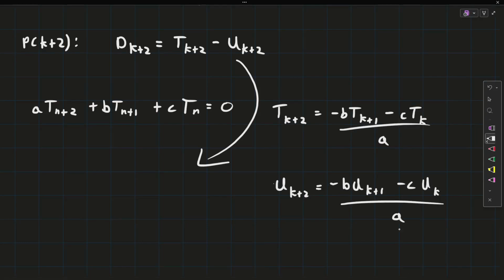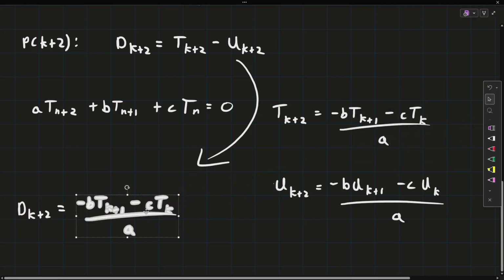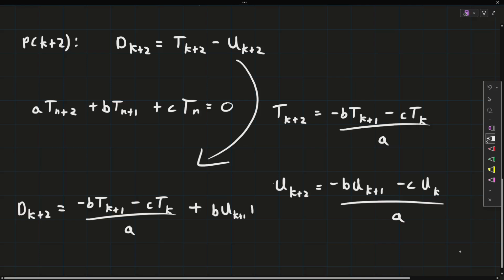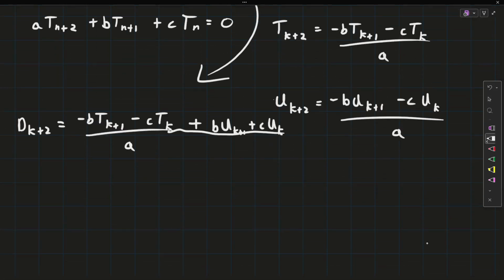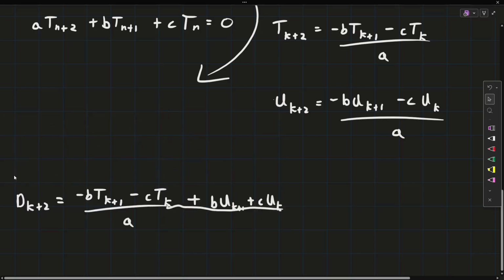No assumptions going on here. So d sub k plus 2 will be equal to t sub k plus 2, which is this, minus u sub k plus 2. So I'm going to actually just change this. We're going to be subtracting this thing, so what we end up doing is we're going to get plus b times u sub k plus 1 plus c times u sub k, and this is all still over a. So I'm going to combine it into one fraction. Okay, so this is where we're at now. And we need to try to prove that this is equal to 0.